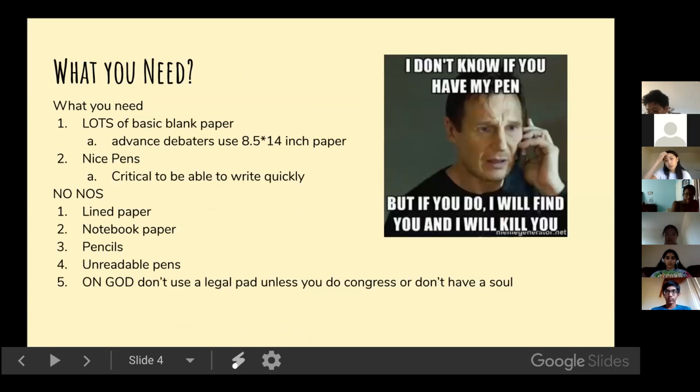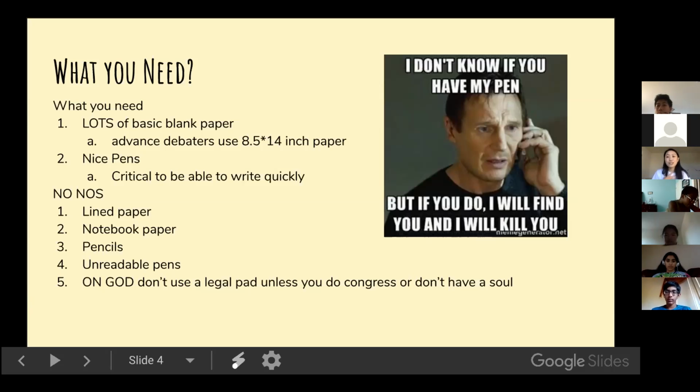So what you need for flowing: lots of blank paper. Advanced debaters, especially when it comes to policy and LD, will use an 8.5 by 14-inch piece of paper. It's very long, and that's because the debates get very long and there are a lot of arguments. You're probably going to need some sort of pen.